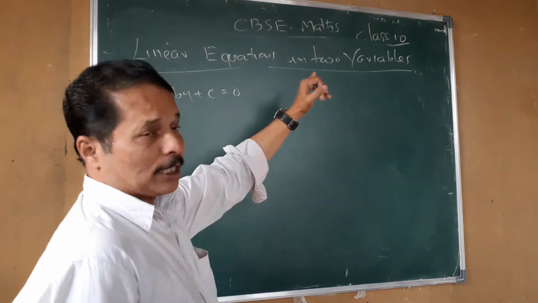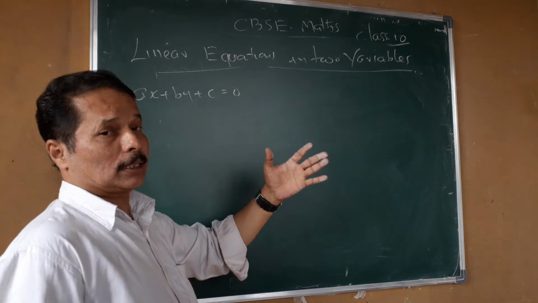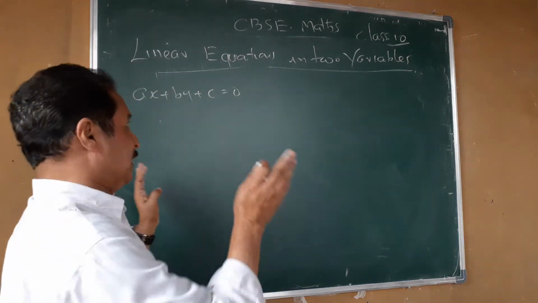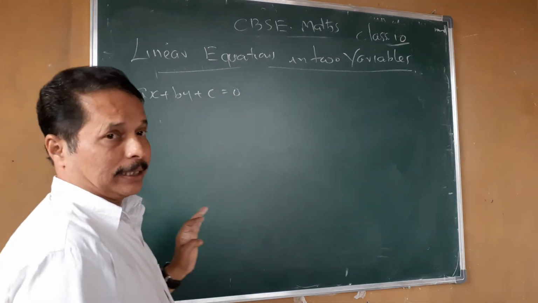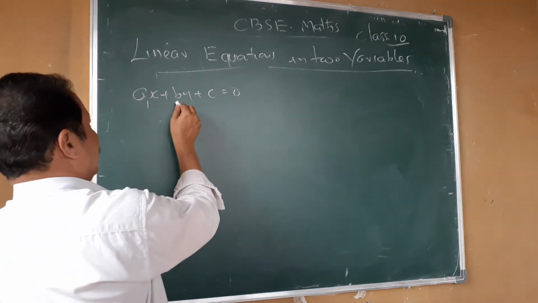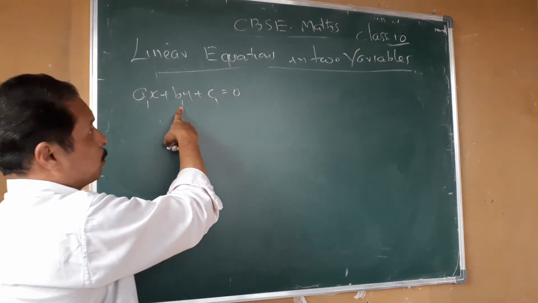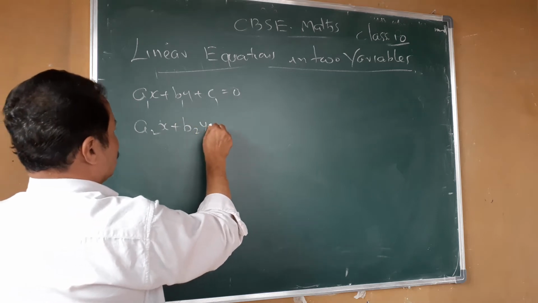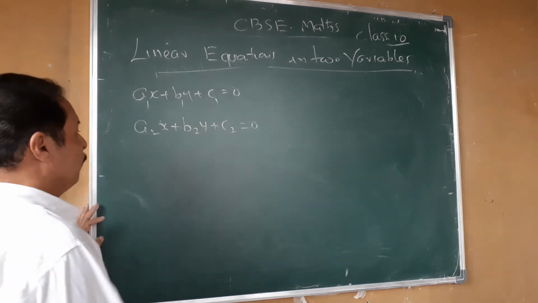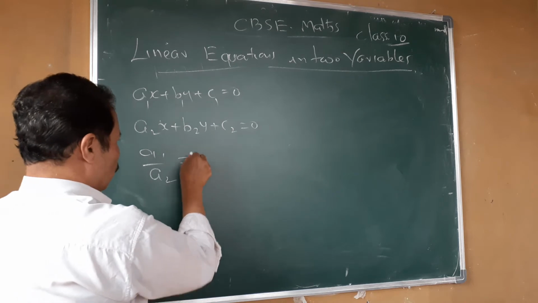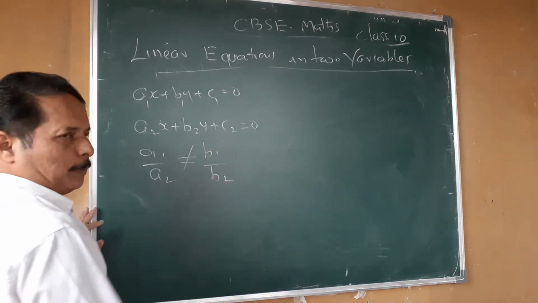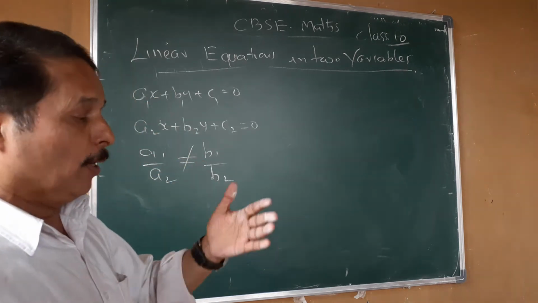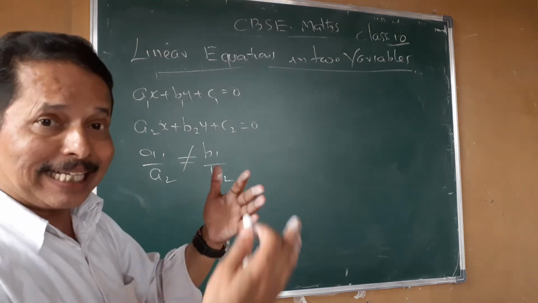Now, linear equations in two variables, short answer type, 2 marks and 3 marks. The linear equation in 2 variables is already studied. The general form is ax plus by plus c equal to 0. And in two equations, a1x plus b1y plus c1 equal to 0 and a2x plus b2y plus c2 equal to 0, if a1 by a2 is not equal to b1 by b2, you remember that, the lines are intersecting lines.